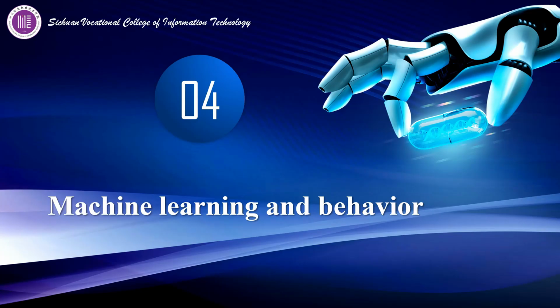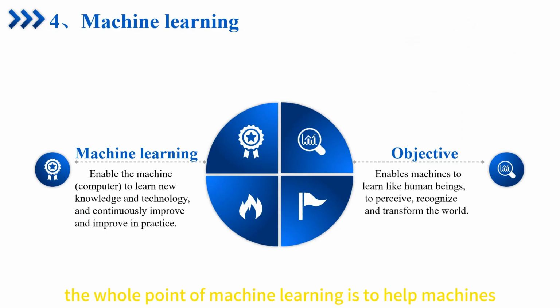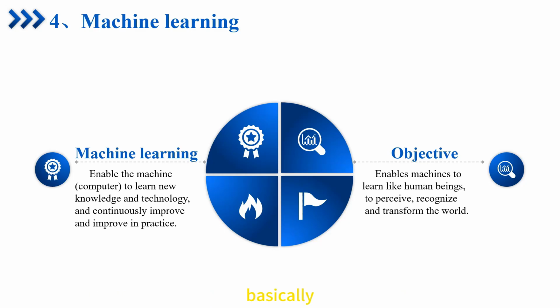Last but not least, let's take a look at machine learning and machine behavior. The whole point of machine learning is to help machines learn new things and get better at them over time. Basically, machines are designed to learn new stuff on their own, either by interacting with people and the environment around them, or by using existing data and information to figure things out. The idea is that the more a machine learns, the better it gets at whatever it's supposed to do.